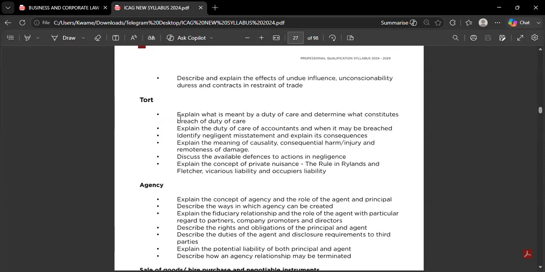Then after the law of obligation, we have tort. Tort has to do with where you have a duty of care. And I thought we'll see something like negligence, assault, battery, and trespass. That's where, as individuals in a society, we have a duty of care towards one another.